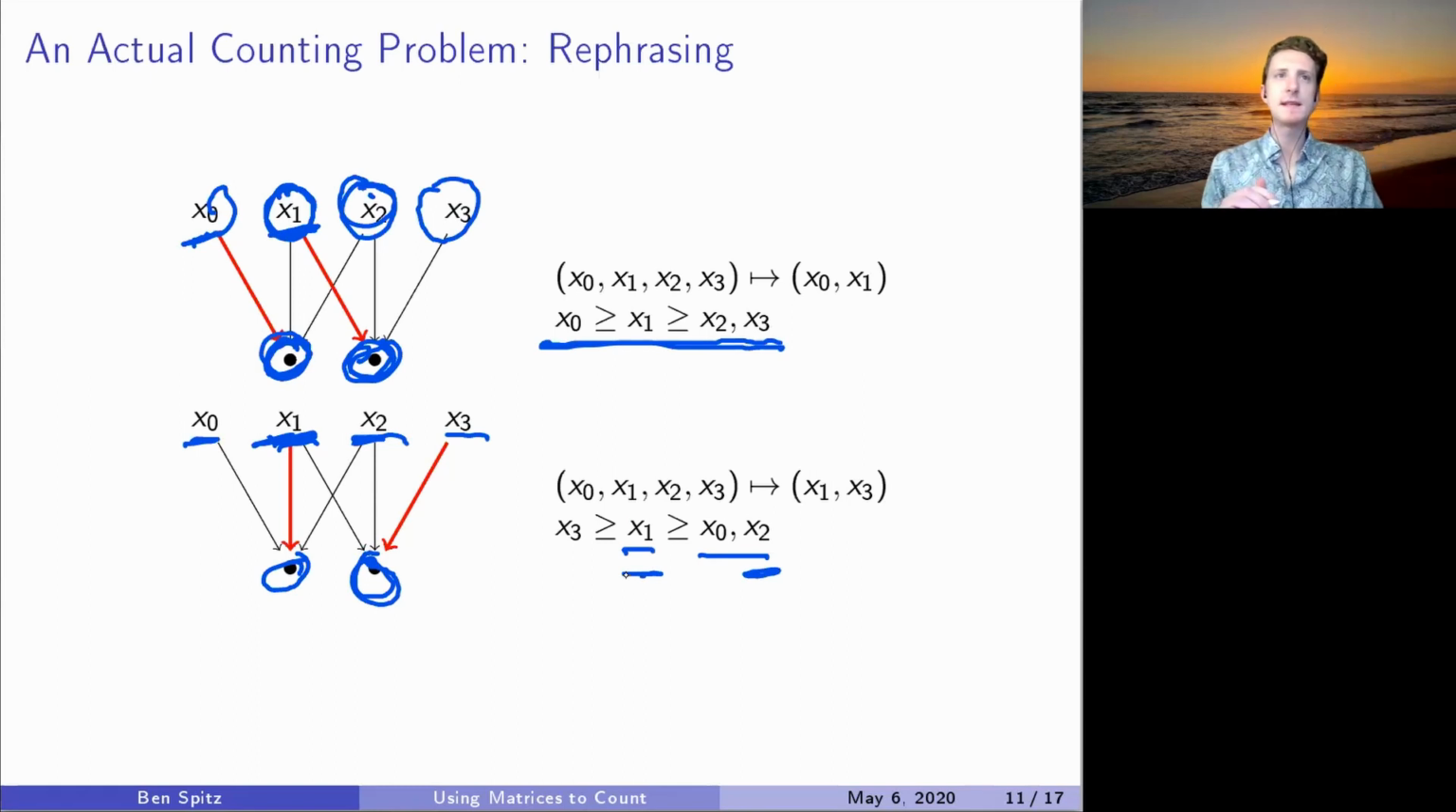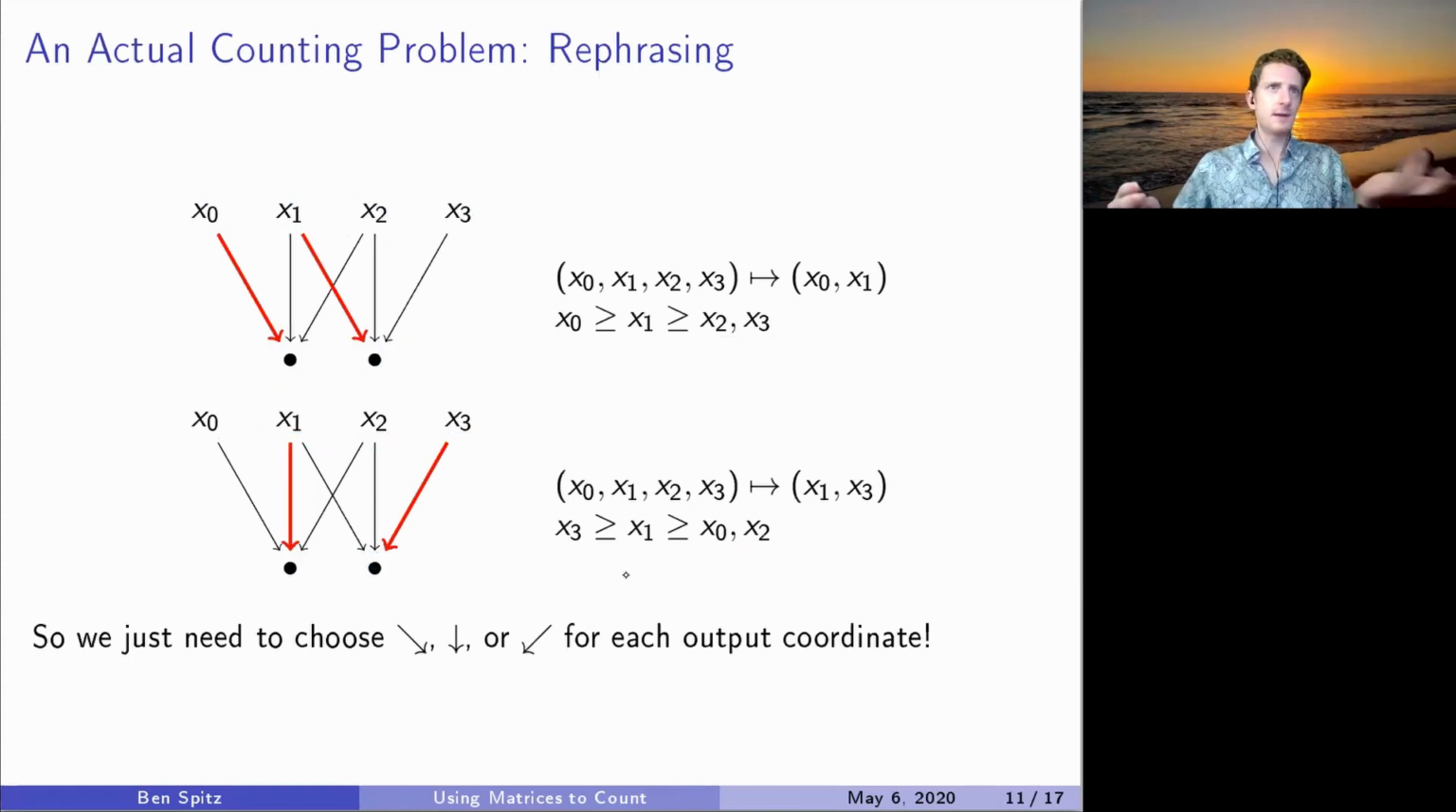Okay. So it seems like to describe the possible behaviors of this function, I just have to choose for each output coordinate, does it return the value that's up to its left? Does it return the value that's right above it? Or does it return the value that's up to its right? Those are the three possibilities for every output. And it seems like I could just choose one of those possibilities for each output. So we just have to choose one of three things for each output coordinate. Seems really easy, 3 to the something.